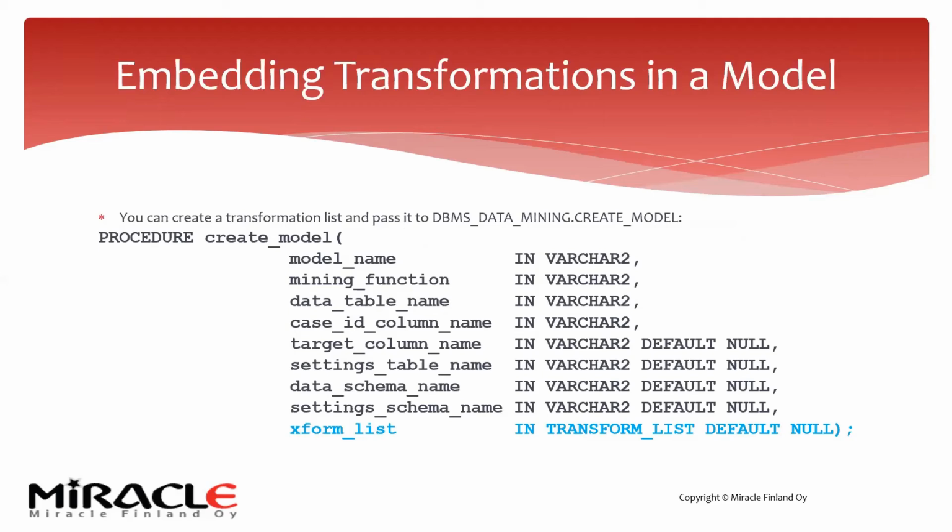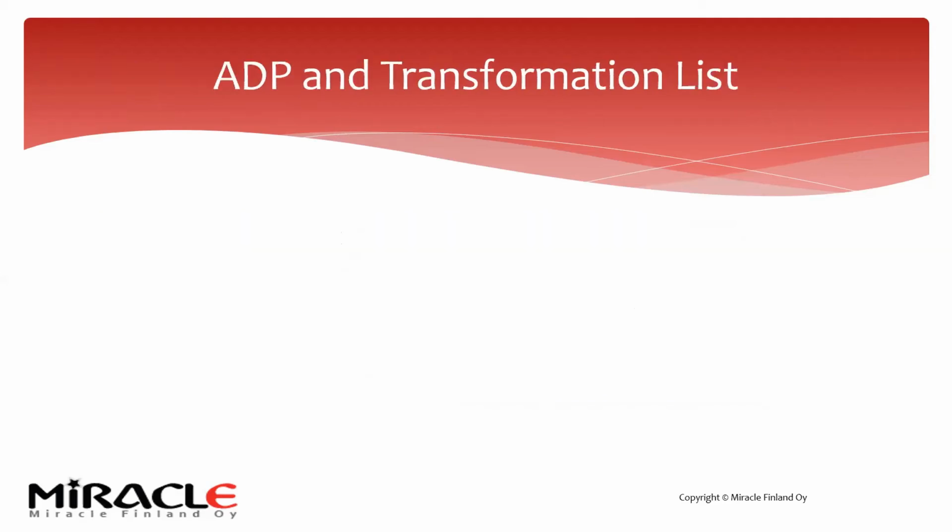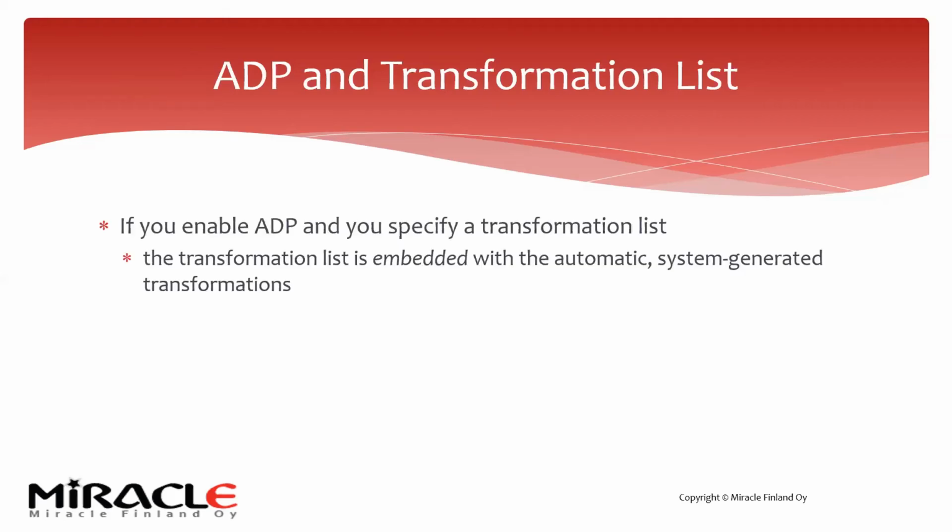When you create a model, you use XFORMS list to name the transformation list you're using. So what if you have ADP on and you had defined your own transformation list? Well, the transformation list is embedded automatically, as I said, and it's executed before ADP.